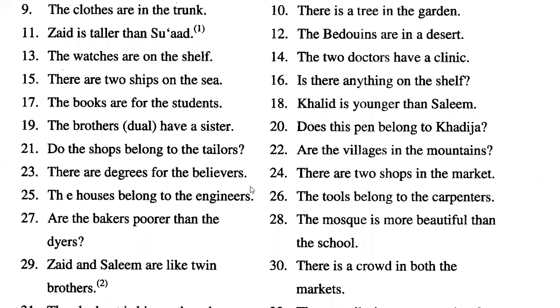There are degrees for the believers. Believers, mu'min. Li mu'min marhala. Daraja, not marhala. Degrees is darajat. Marhala means level. This is degrees, darajat. You have no sound, was that? Ijaza or sanad.